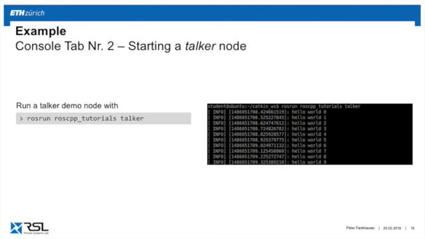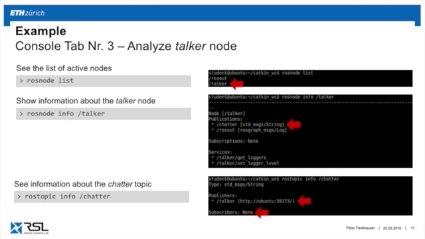Okay. Now you're going to open console number 3. We're going to look at what is happening right now in your system. By typing in rosnode list, you should see the node which you just started in console number 2, your talker node. Now, if you want to know more information about the talker node, you can type in rosnode info /talker, which is the name of your node. And then you'll see that you have the node talker, which publishes on the topic chatter of the type string.